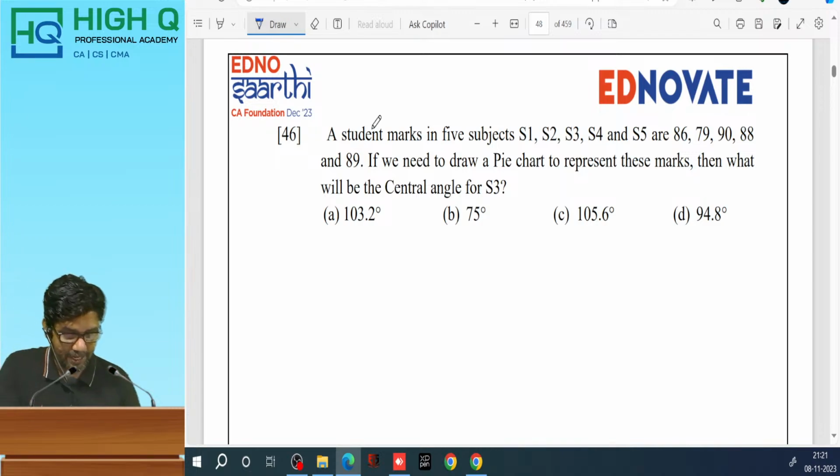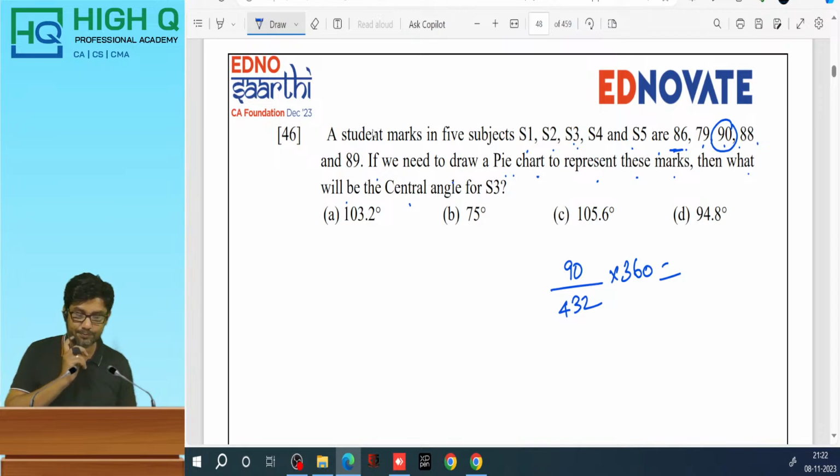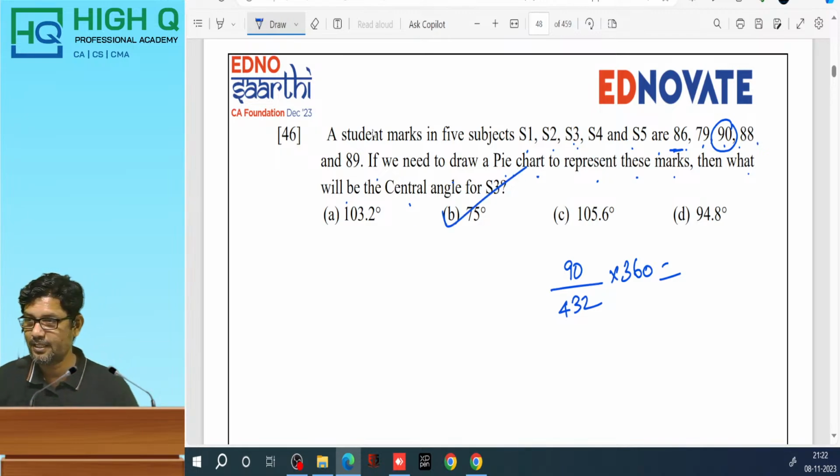A student's marks in 5 subjects S1, S2, S3, S4 and S5 are 86, 79, 90, 88 and 89. If we need to draw a pie chart to represent these marks, what will be the central angle of S3? Now, what is S3 marks? 90. Out of how much, my dear? 86 plus 79 plus 90 plus 88 plus 89. Total how much? 432. 90 by 432 into 360. Tell me what is the answer? 75 degrees. Very good. This is the central angle.